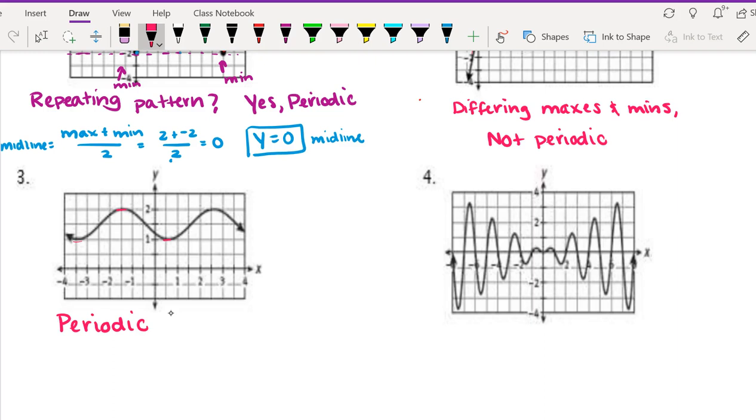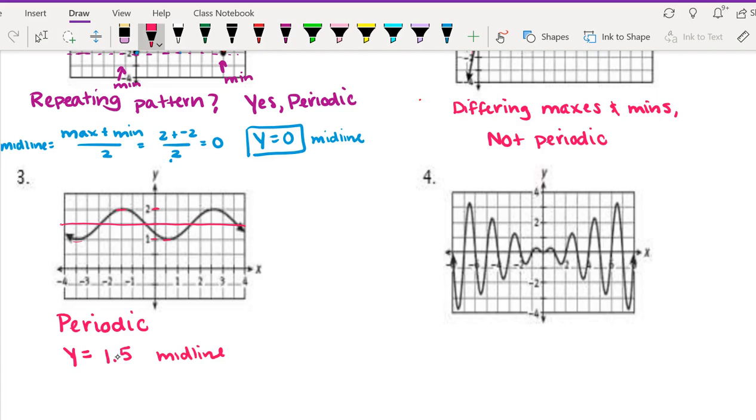The midline is halfway between the maximum and the min. So what is the y value that it seems to balance on? And that is this line right here. Notice how this is y equals 1 and this is y equals 2. So y equals 1.5. So 1.5 is my midline.